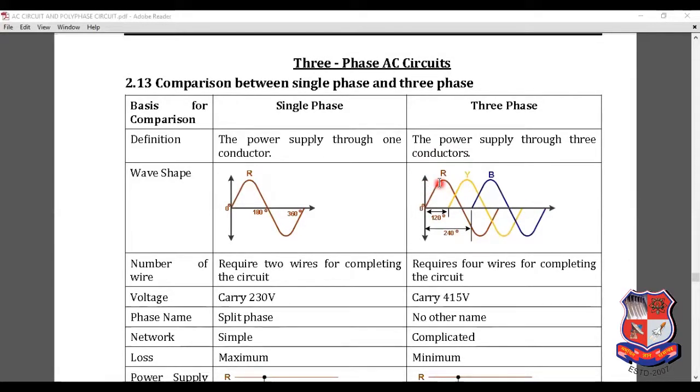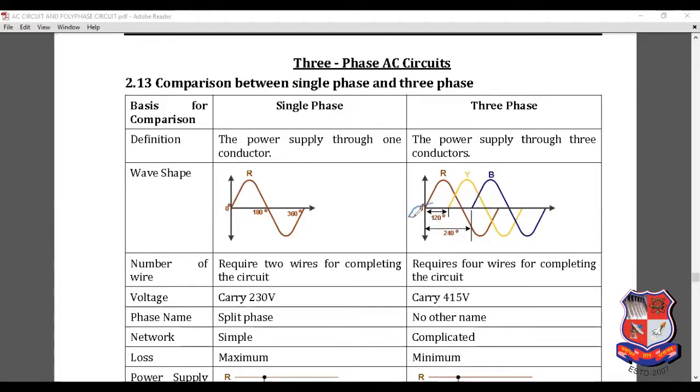Now this RYB is nothing but the technical terms. According to Indian standard, R stands for red conductor, Y stands for yellow, and B stands for blue conductor. The basic difference between the starting points is 120 electrical degree apart from each other.